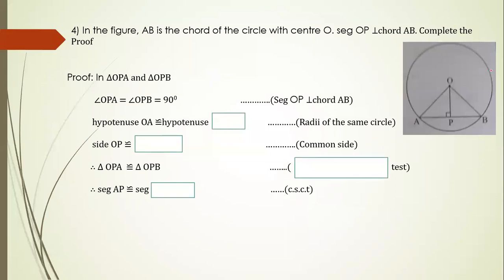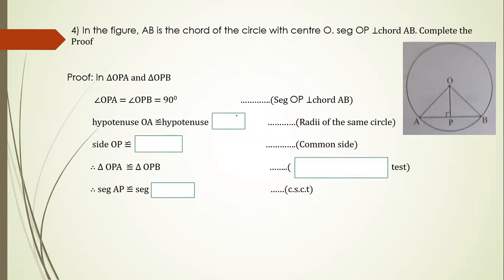Here we can see a circle and the center of the circle is point O. And this AB is the chord. OP is a perpendicular line, OP, and it is perpendicular to chord AB.